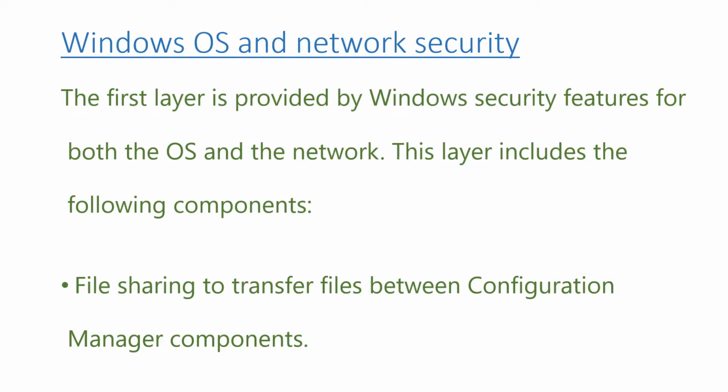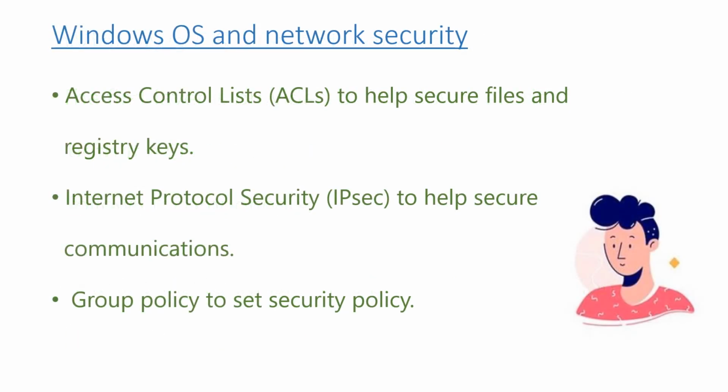Moving on to the first layer, that is Windows OS and network security. The first layer is provided by Windows security features for both the OS and the network. This layer includes the following components: file sharing to transfer files between Configuration Manager components, access control lists to help secure files and registry keys, Internet Protocol security to help secure communications, group policy to set security policy.